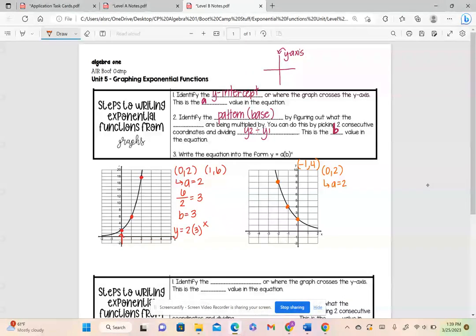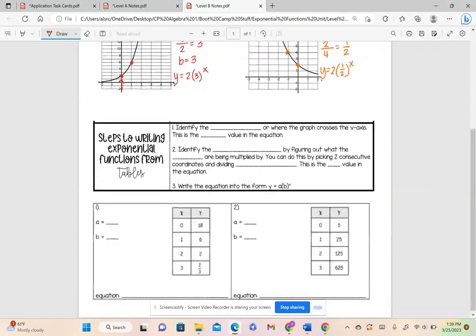So to find my b value, I take y2, which is 2, divide by y1, which is 4. That is 1/2. It's decay. It better be a fraction. So y equals 2 times 1/2 to the x power. Off of a graph shouldn't be that bad.